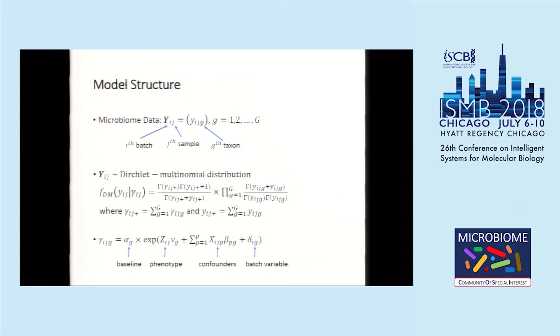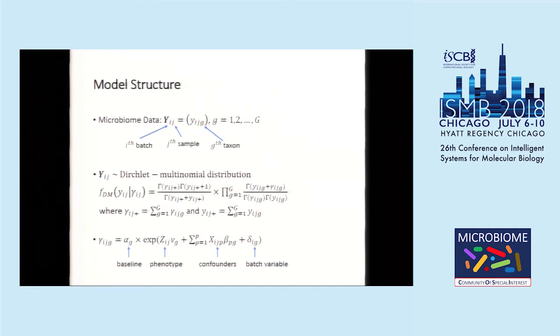Here is our model. The microbiome read counts Y_ij, i for batch effect, j for sample, and g for taxon. We assume Y_ij satisfies a Dirichlet-multinomial distribution with parameter gamma_ij. And we decompose gamma_ij, where the first term is alpha_j. It represents the baseline for the j-th taxon.